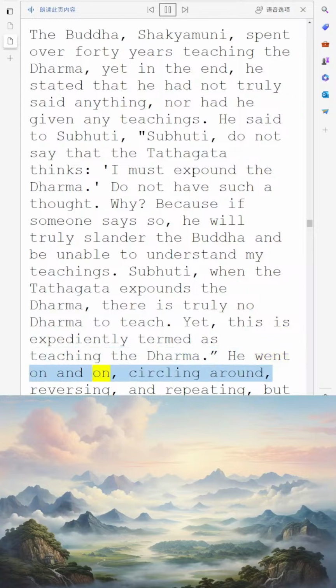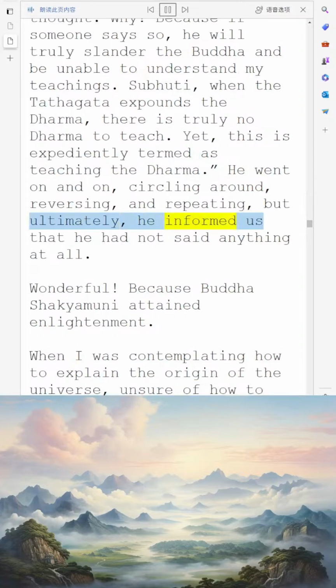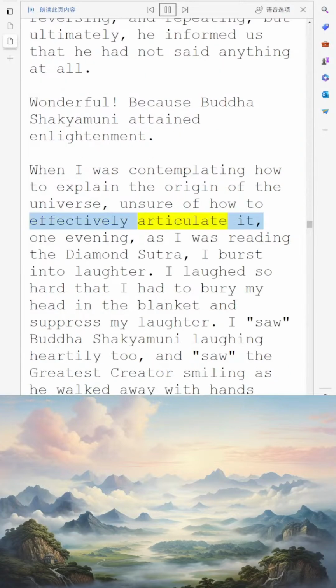He went on, circling around, reversing and repeating, but ultimately, he informed us that he had not said anything at all. Wonderful, because Buddha Shakyamuni attained enlightenment. When I was contemplating how to explain the origin of the universe, unsure of how to effectively articulate it, one evening, as I was reading the Diamond Sutra, I burst into laughter. I laughed so hard that I had to bury my head in the blanket and suppress my laughter. I saw Buddha Shakyamuni laughing heartily too, and saw the greatest creator smiling as he walked away with hands behind his back.